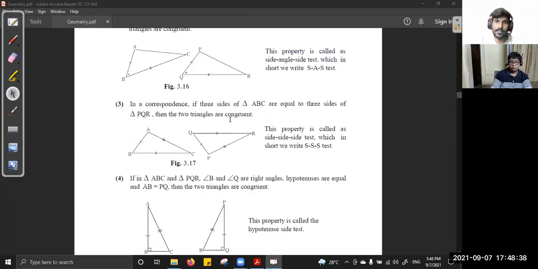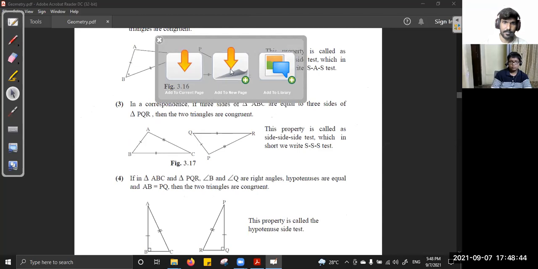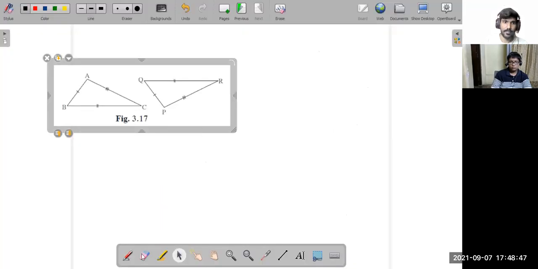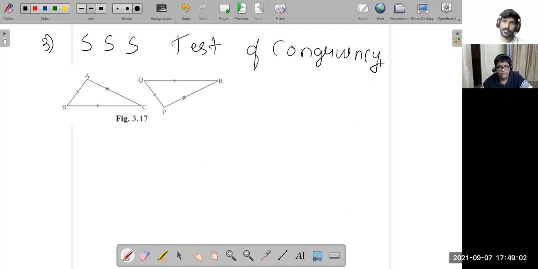Done, sir. Okay. Third one. Third one is called as the SSS test of congruency. Can you tell me what should happen in this? We find the congruency with the side. Yes, all three sides should be congruent to each other in both the triangles. Okay, in both the triangles, all three sides should be congruent.